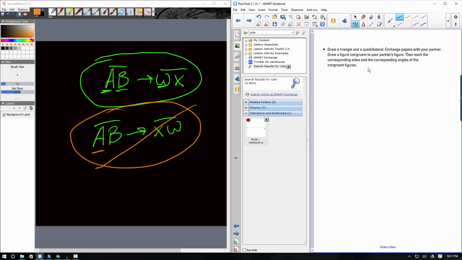It says draw triangles and quadrilaterals, exchange with a partner, and then make a congruent figure. And this is your homework. So this is the presentation.